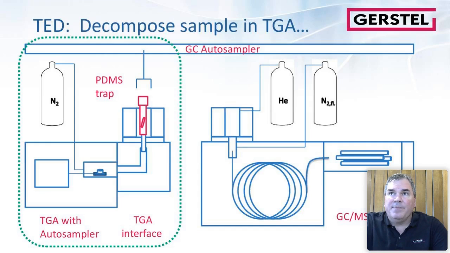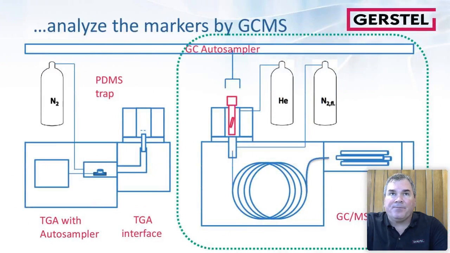That's the first step. Once that step is complete, in the next step, the robot picks up that sample, moves it to a GCMS, heats that PDMS back up to about 300 degrees, and all the marker compounds come off of it and go into a GCMS for separation and quantitation.